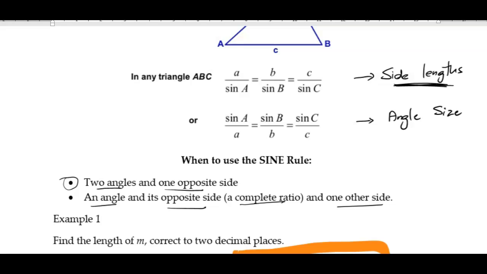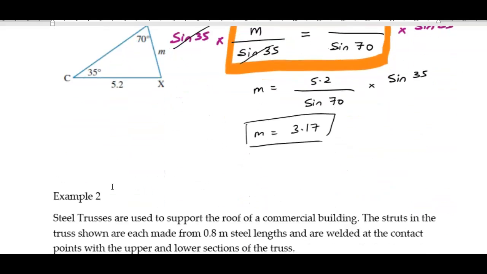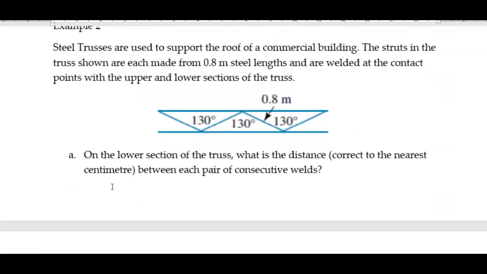Now, we can't use the solve function when it comes to angle size. We'll talk about this when we get to a later example. Alright, so let's jump straight to question number 2.